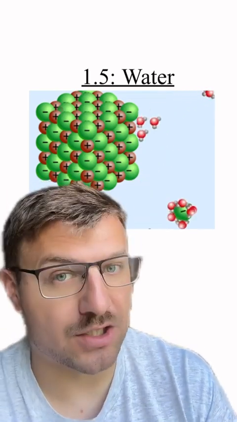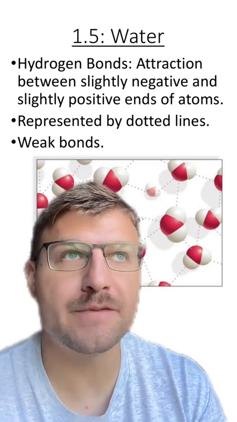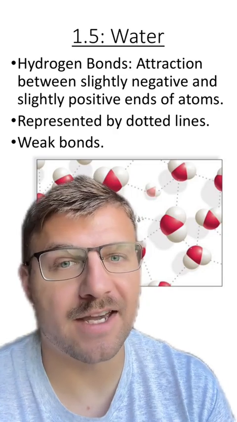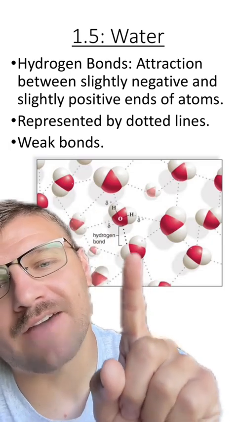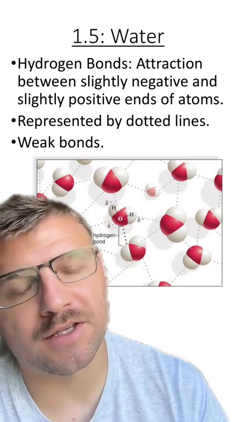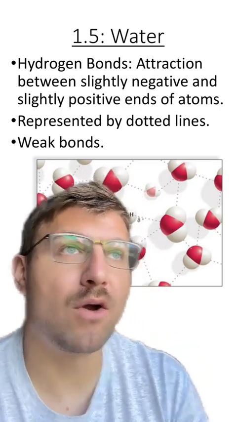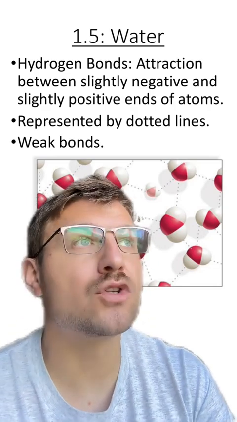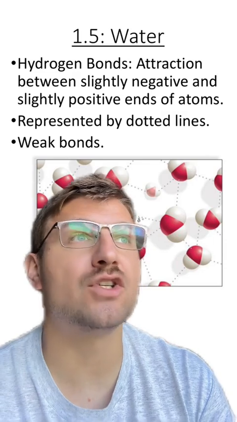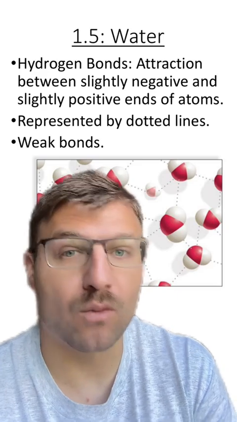So as you can see, water does a really good job at breaking down other molecules because of its charges. Water also forms these things called hydrogen bonds, which are attractions between the positive and negative ends of the atoms. And typically we represent these by having dotted lines between the water molecules. Now, they are very weak bonds. They are weaker than both the ionic and covalent bonds we talked about before. But since there are so many water molecules in even just a drop of water, they can create a lot of attraction between the different water molecules.